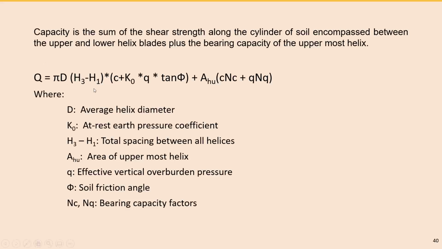All right, thanks. So in equation form, this is the surface area of that cylinder multiplied by the shear strength, plus the area of the uppermost helix multiplied by the soil bearing capacity, cNc plus qNq. This is basically what the cylindrical shear method says. Now, when do we use the individual bearing plate method and the cylindrical shear method? Here's the answer.